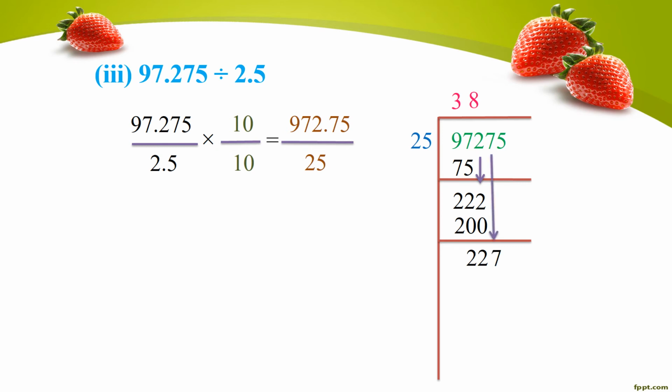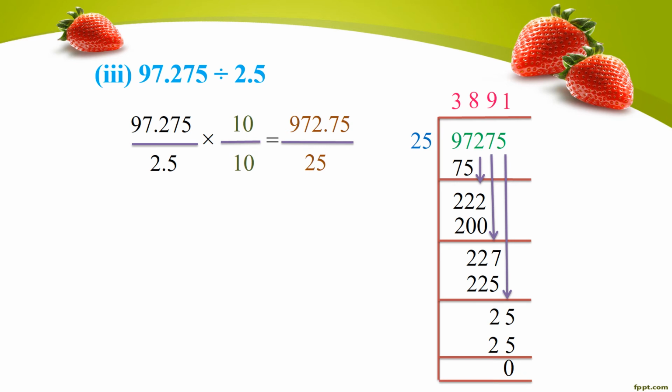Now bring down 7. Now the number is 227. Here there are 9 25s in 227. So 9 25s are 225. On subtracting, we get 2. Bring down the 5 now. On doing so, we get 25. 25 ones are 25. On subtracting, we get 0 as the remainder.